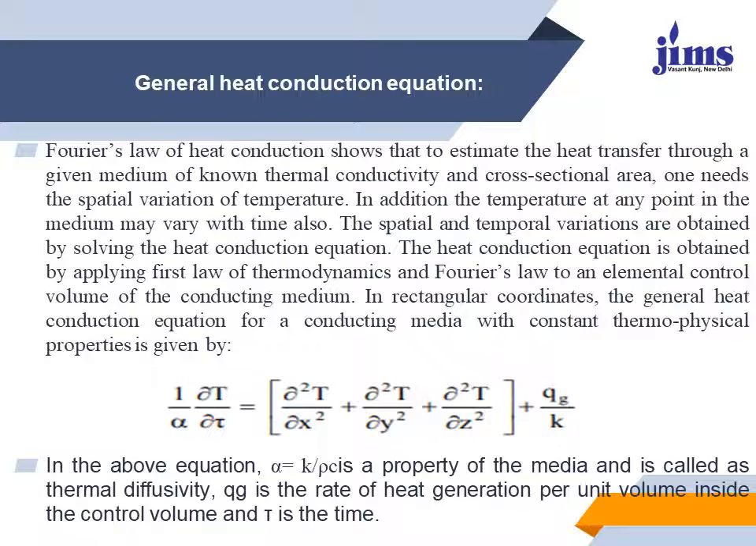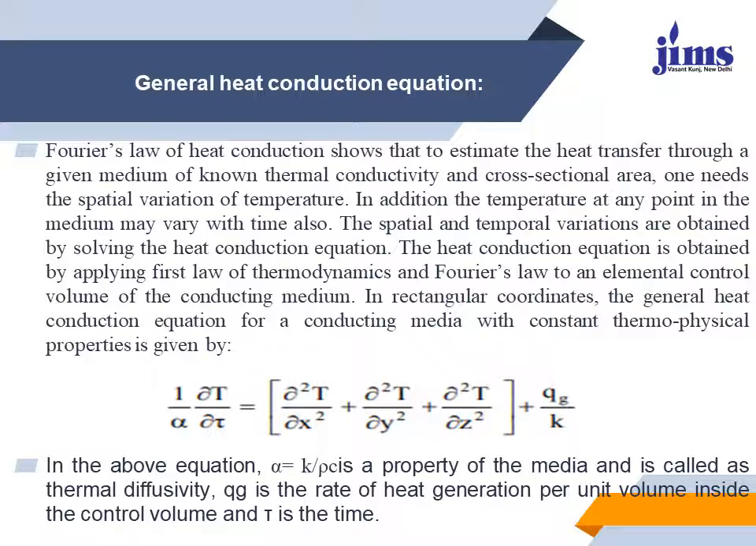In this equation, del square T by dx square is the net amount of heat exchange in the x direction, del square T by dy square is the net amount of heat transfer in the y direction, and del square T by dz square is the net amount of heat transfer in the z direction. The next term is qg, the uniform heat generation inside the element, where k is the thermal conductivity of the material, and the conductivity of the material is constant throughout the space.